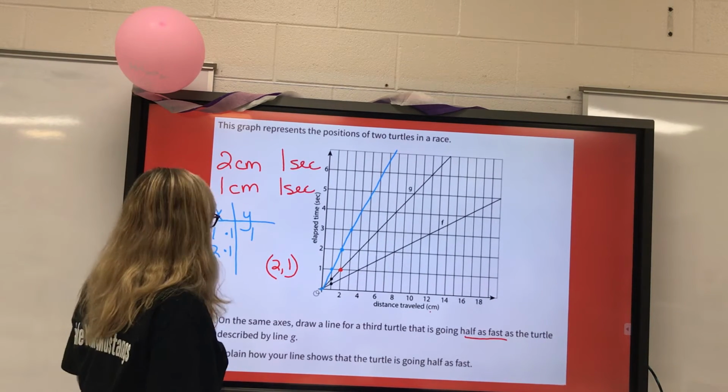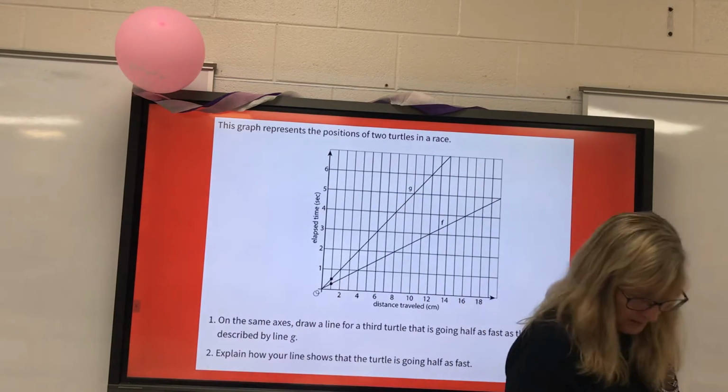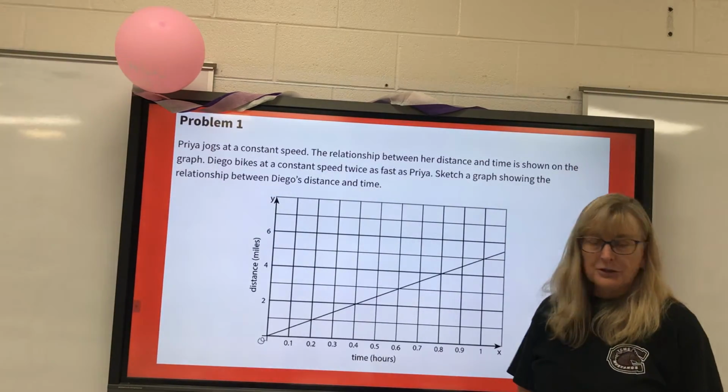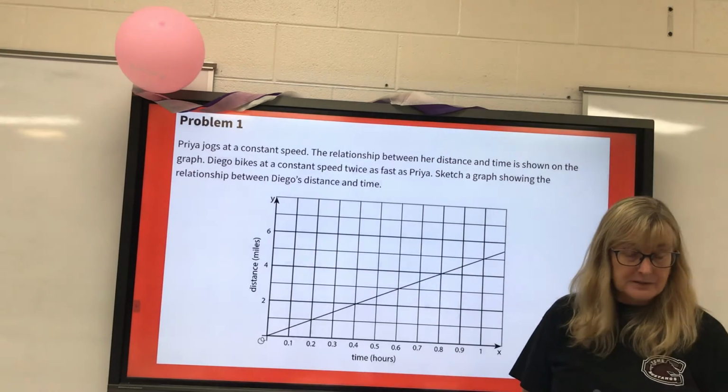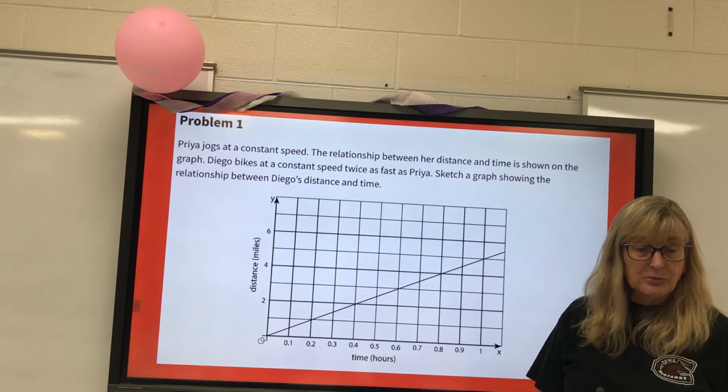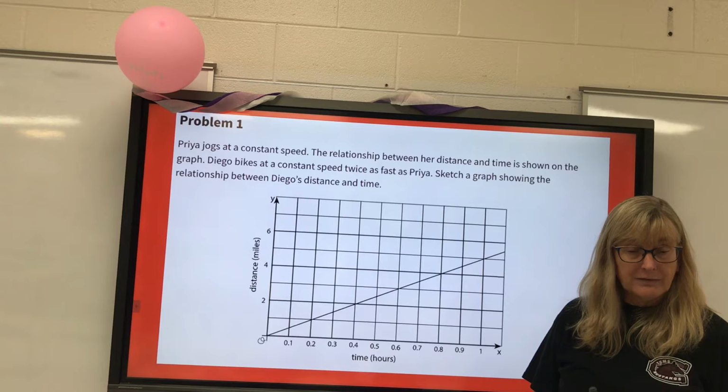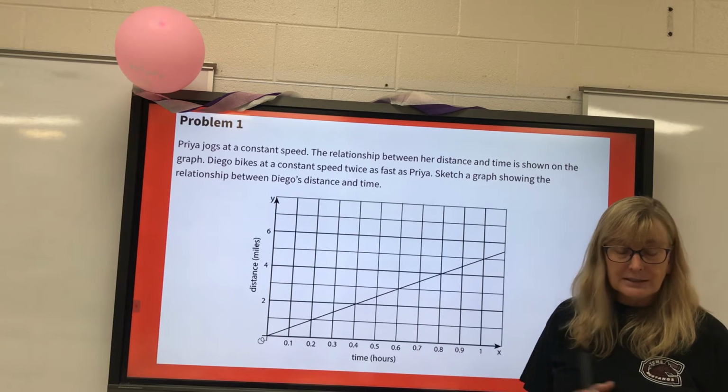All right, let's do the practice problems. There's only 2 of them. You're going to submit the graphs. You can do this on the PDF and then screenshot it and submit it.